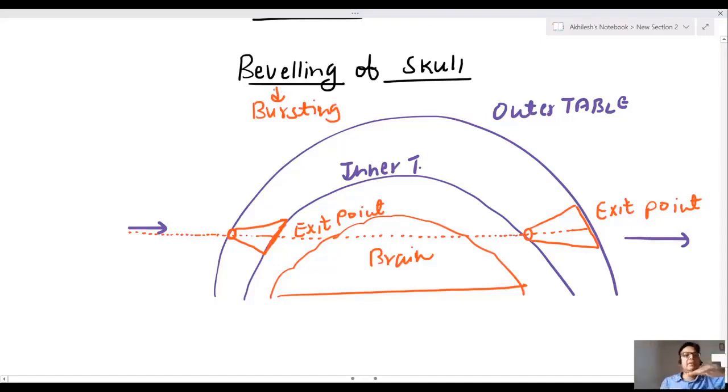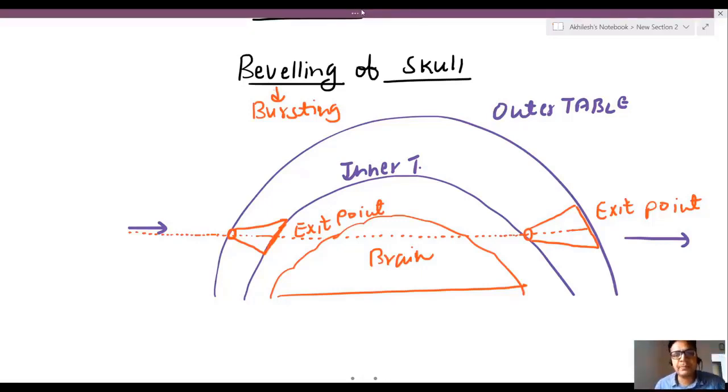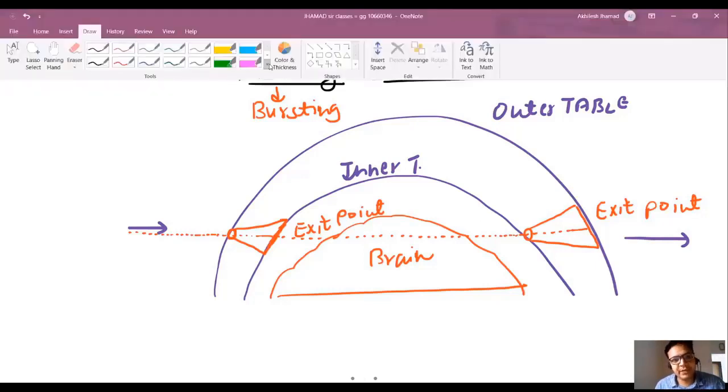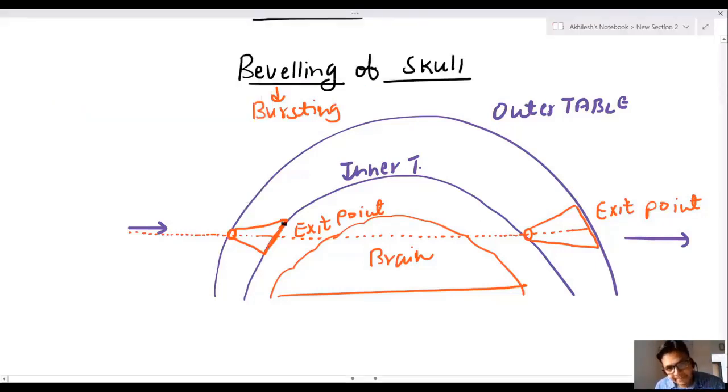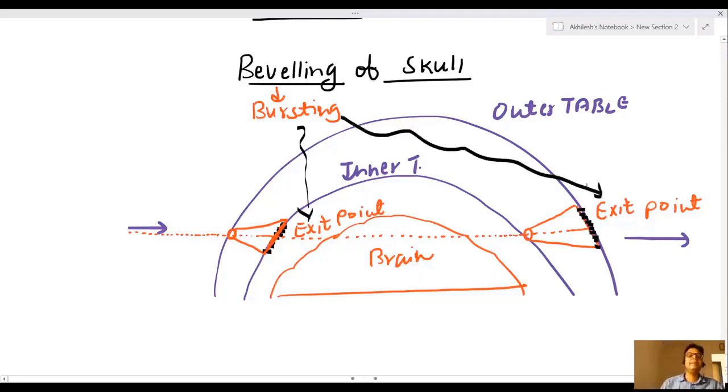So, Doctor Saab, whenever a bullet enters a table, it enters as a small hole, but at the exit point of the table, it causes bursting. This bursting is known as beveling. So, beveling is always seen at the exit point of the table.